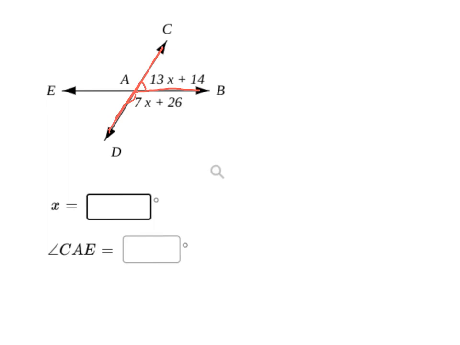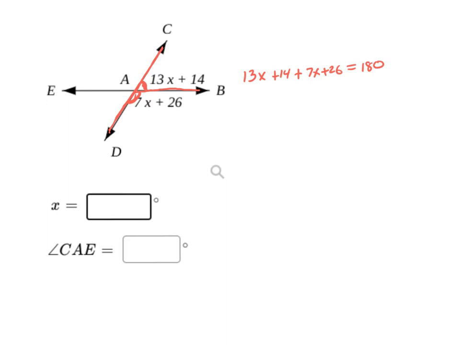So to solve this, all we're going to do is write an equation. So 13x plus 14, so that's the measure of this angle here, plus the measure of the other angle, which is 7x plus 26, has to equal 180 degrees.